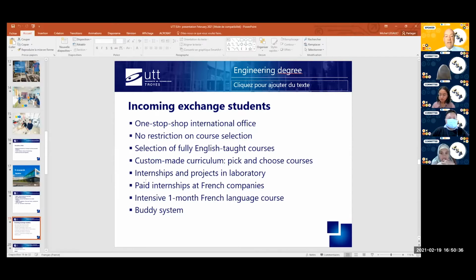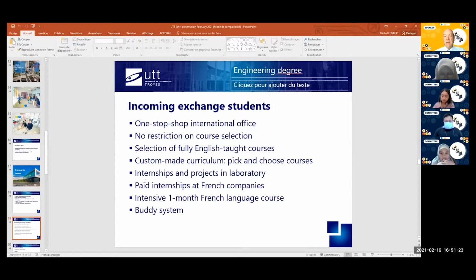Our system at UTT is that the students can pick and choose courses. There are no set courses for certain years, so students are really free to pick and choose, and so that they can custom make their curriculum. Again, the international students can take an internship at a French company after they have attended a full semester of studies at UTT, or they can do an internship in one of our labs. If they go to an internship at a French company, they will get a salary. It's in the law. It's an obligation to pay the students that take internships.